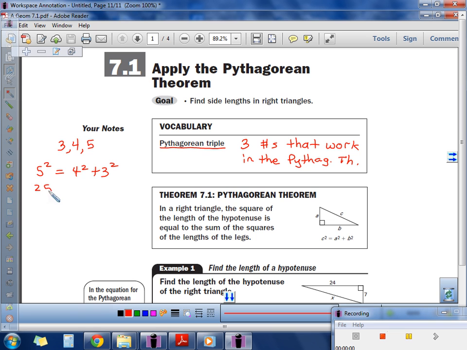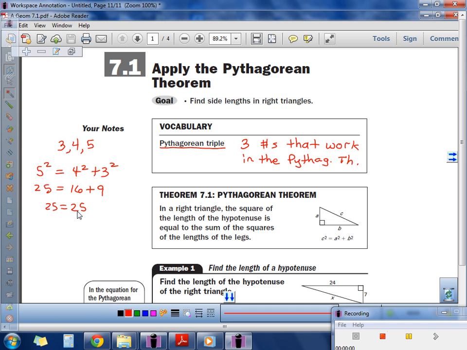5 squared we know. 4 squared you should know, and 3 squared. 16 plus 9 is 25. 25 equals 25. When these come out to be equal, that means those numbers work in the Pythagorean Theorem. What we're going to learn tomorrow, here's a little preview, is that whenever they're equal, that means you have a right triangle. So, we'll be here Tuesday.